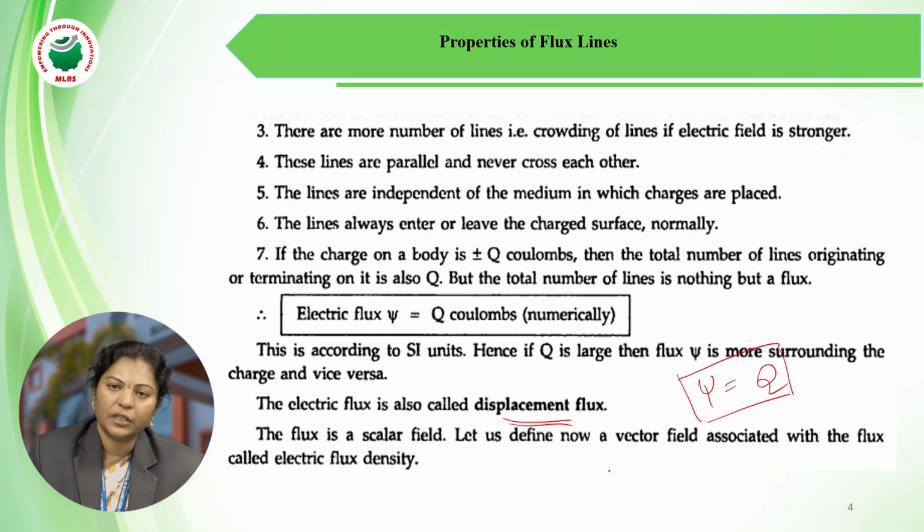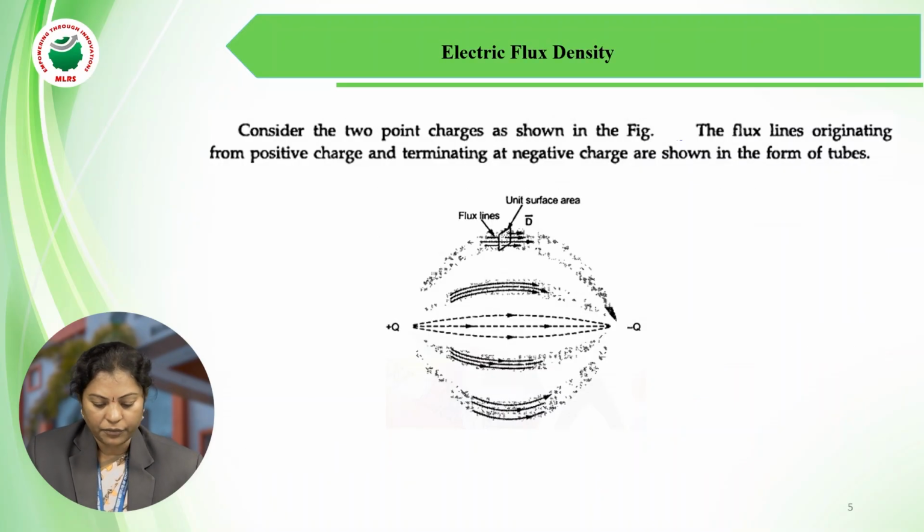Next, we will define the electric flux density. For that, I am considering two charges here, a positive charge and a negative charge. The flux lines start from the positive charge and end at the negative charge. Here there is a crowding of lines. Flux is starting from the positive charge and terminating at the negative charge. Here we consider some area, and that density is nothing but the flux density.